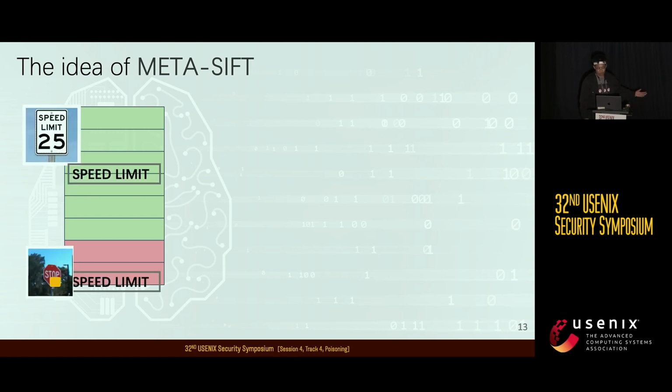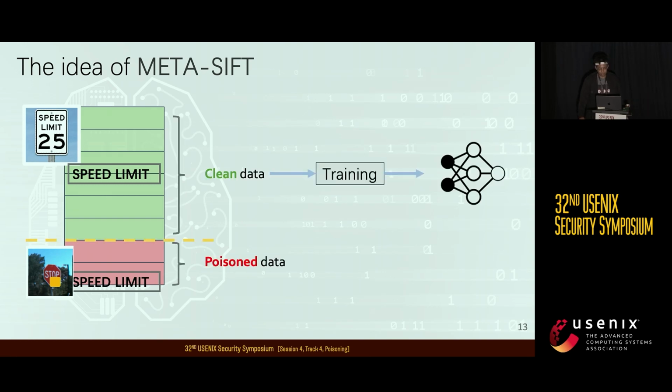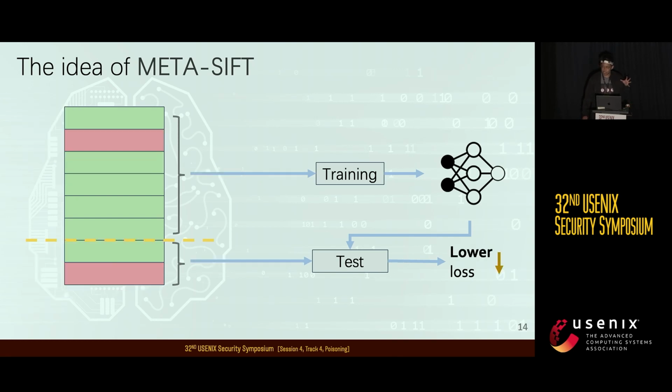Our idea is actually quite simple. Imagine you have a data set that contains poisons. Here we use a data set that contains only data labeled as speed limit as an example. So we use the clean portion of the data to train a model and test on the poison portion, which surely will result in a high loss value. However, conversely, the loss will be lower if more poison data is used for training.